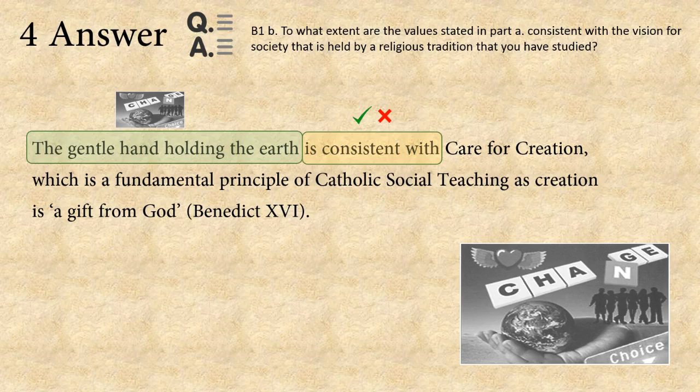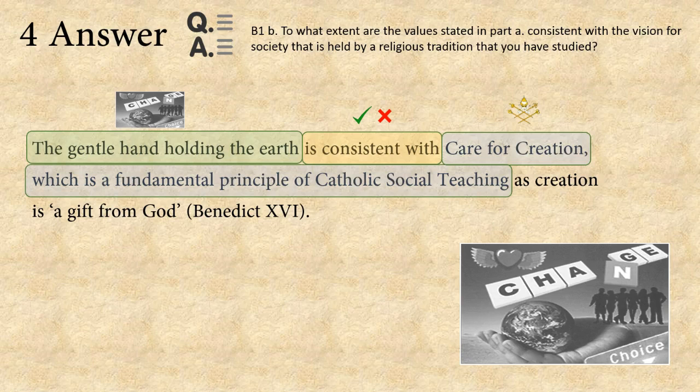Then, it answers the to what extent question. Then, it identifies the corresponding part of the tradition. And then, we finish off with a little bit of superior knowledge just to show off. Make sure each sentence follows this 4-step structure and you will nail the question.